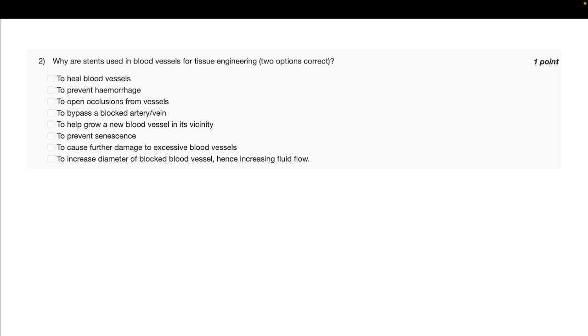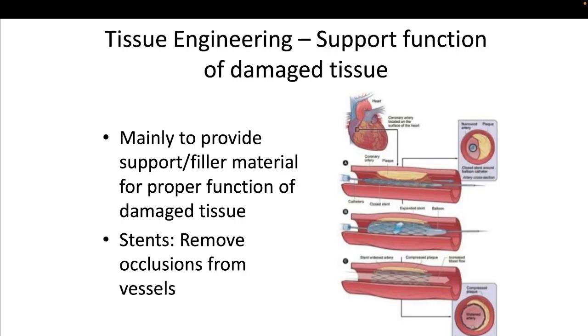The next question was, why are stents used in blood vessels for tissue engineering? The correct answer was, to open occlusions from vessels or to increase the diameter of a blocked blood vessel, hence increasing fluid flow. Stents are a metallic material that you can insert into blocked arteries, and it has a balloon which gets inflated. As a result, it will crush down the plaque that has accumulated, which is creating pressure on the blood flow, and that can be removed.